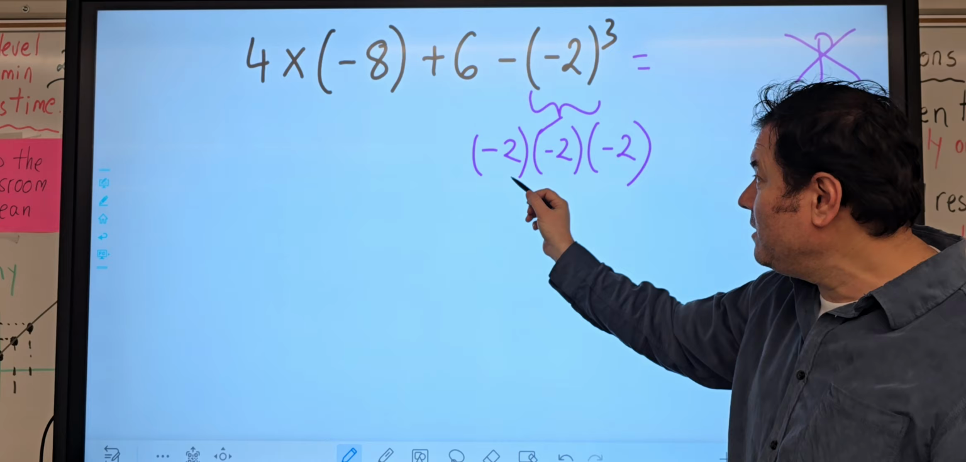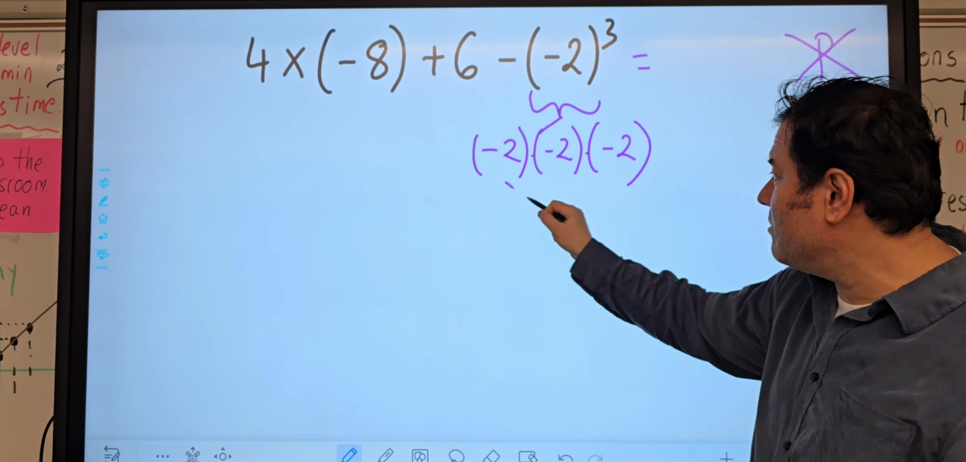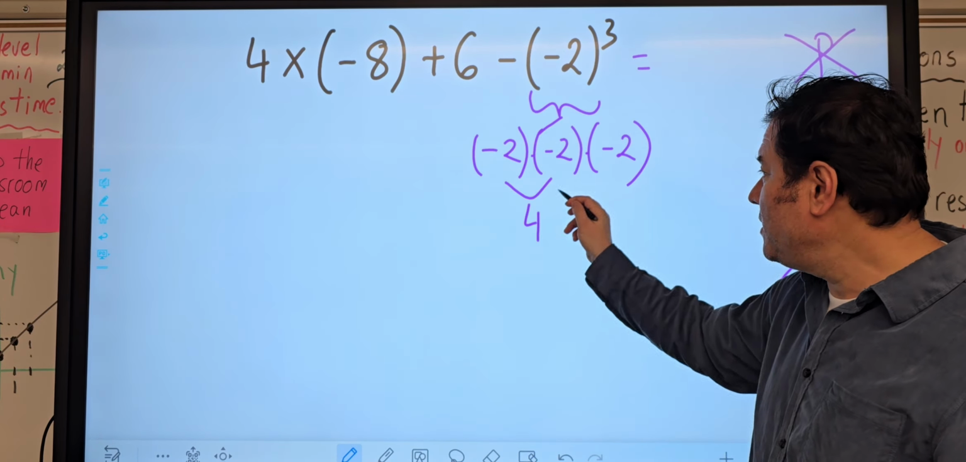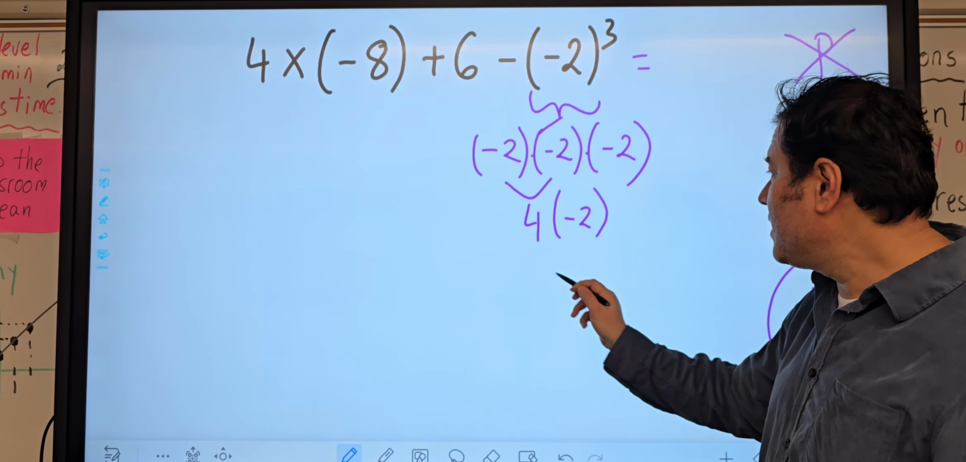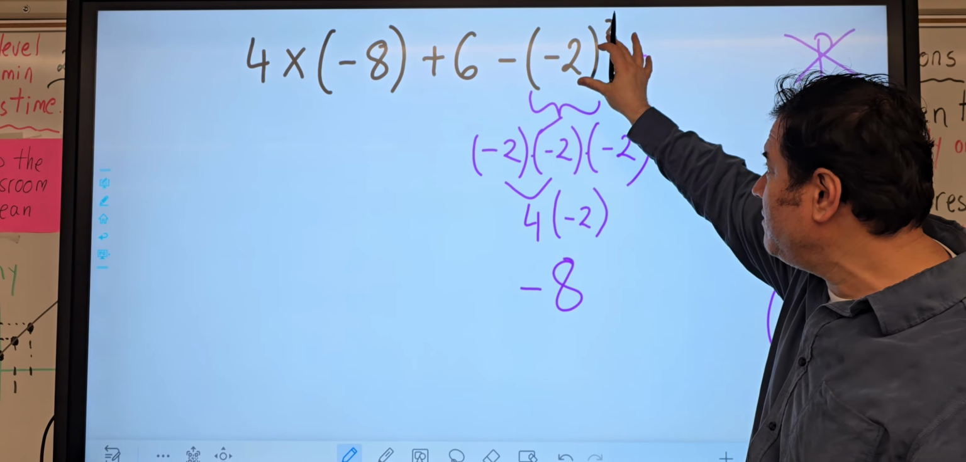The answer would be negative 2 times negative 2 times negative 2. And here we are going to do 2 at a time. Negative 2 times negative 2 becomes positive 4. And positive 4 times negative 2 becomes negative 8. Okay? So all of that becomes negative 8.